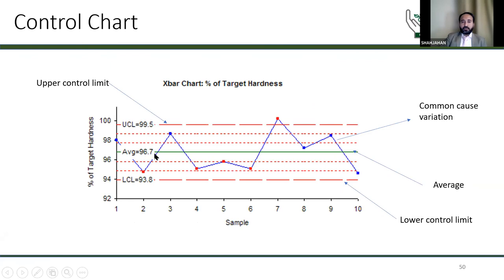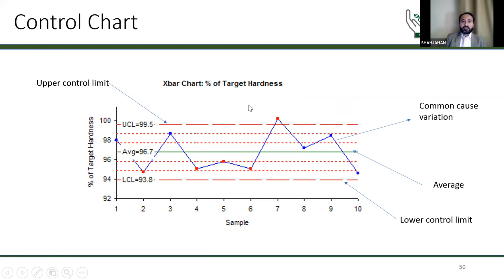This is an example of a control chart. So what is the advantage of the control chart? In the control chart, we make the limits. This line is showing the upper control limit. This comes from statistics, we use statistics to determine this line, this value. This is the upper control limit. Our variation should not go above this line. And down here, this is the lower control limit. Our variation should not go below this line. This line is the average. If it is in between, then this is common cause variation.